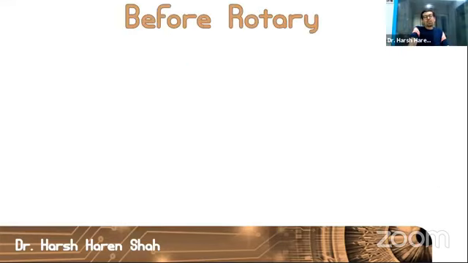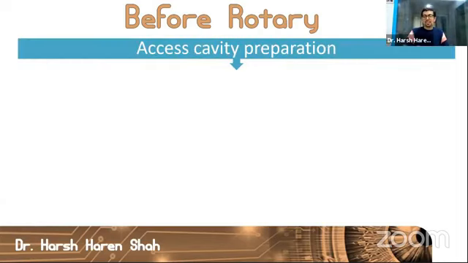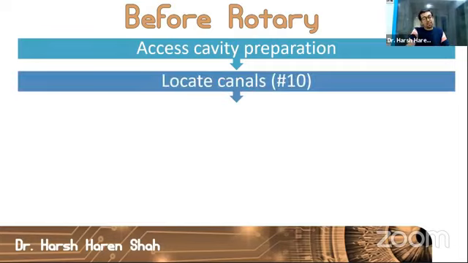The one thing that is to be kept in mind is, before you insert any rotary instrument for instrumentation of the canal, you must make sure that these steps are successfully accomplished. The first one being preparation of an access cavity, obviously to reach the orifices of the canal. You will then take a number 10 K file to locate the canals.